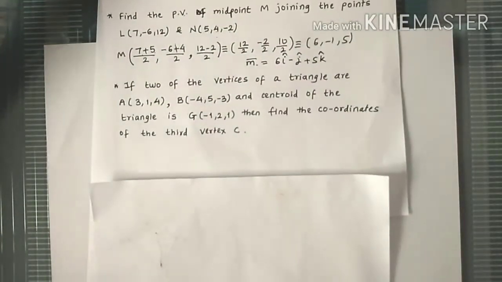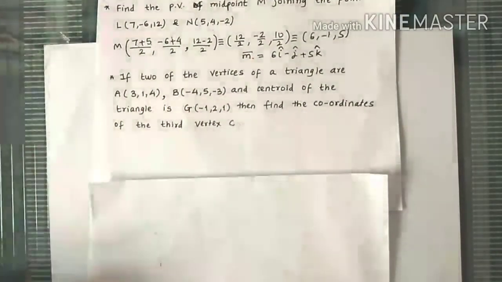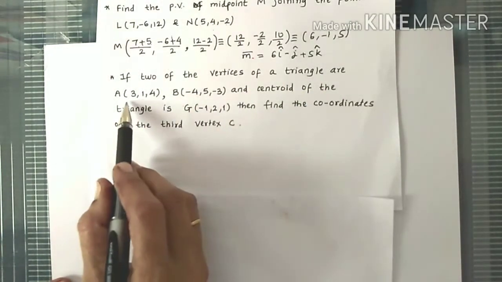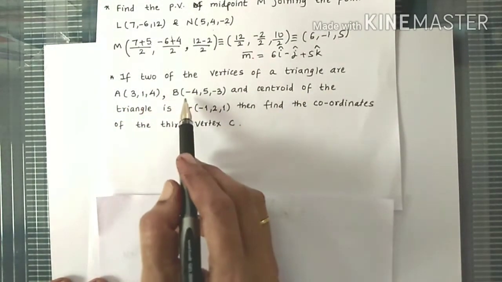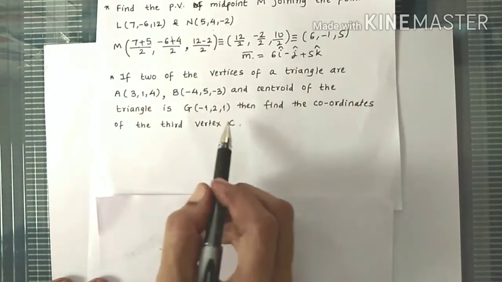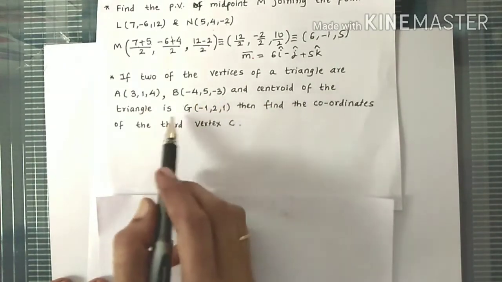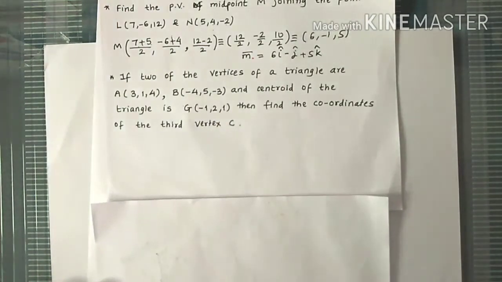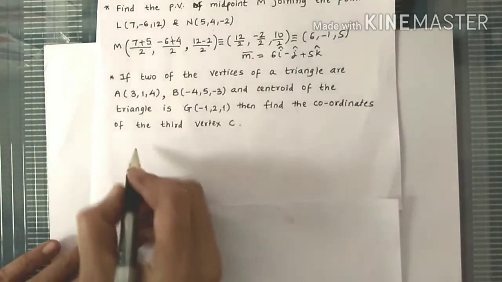Let's solve the next question, based on the centroid formula. Here, if two of the vertices of a triangle are A (3, 1, 4), B (-4, 5, -3), and the centroid is (-1, 2, 1), then find the coordinates of the third vertex C.